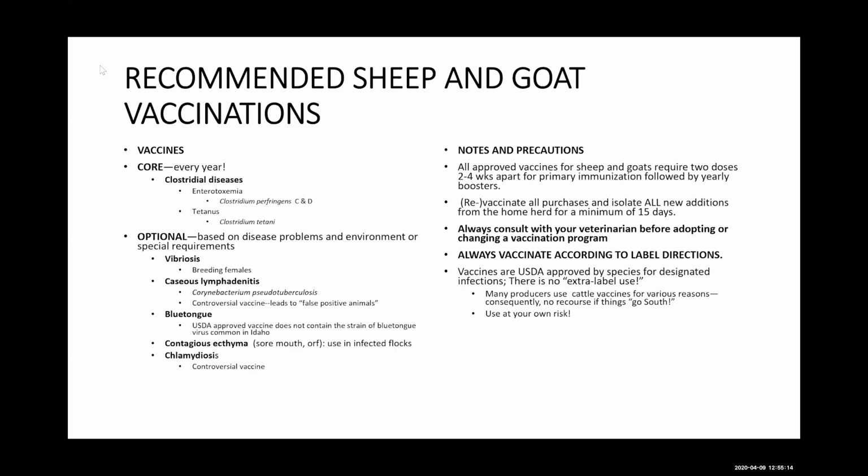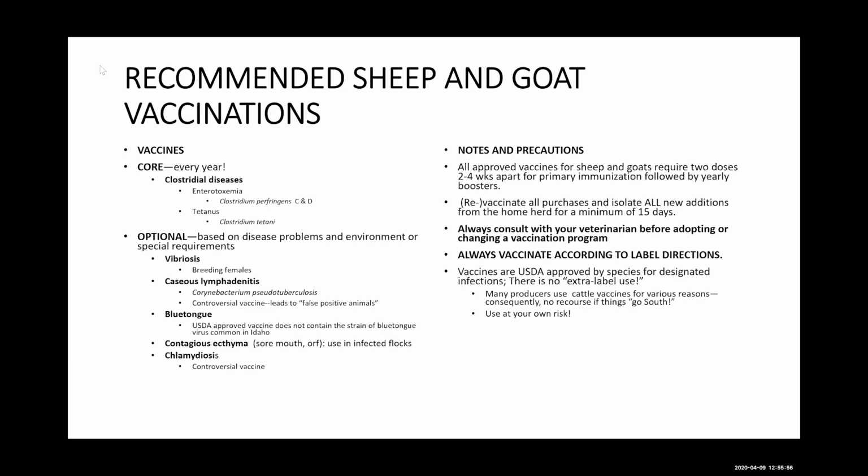This is, and there's a handout to accompany this too, recommended sheep and goat vaccines for a yearly basis. For me, the core vaccinations, what every animal should get every year, are the clostridial diseases, Perfringens C and D, and Clostridium tetanus vaccine. The other vaccines such as Vibrio, caseous lymphadenitis, blue tongue, etc., should be applied based on disease problems, environmental or special requirements for those diseases. So, work with your veterinarian on applying these other vaccines.